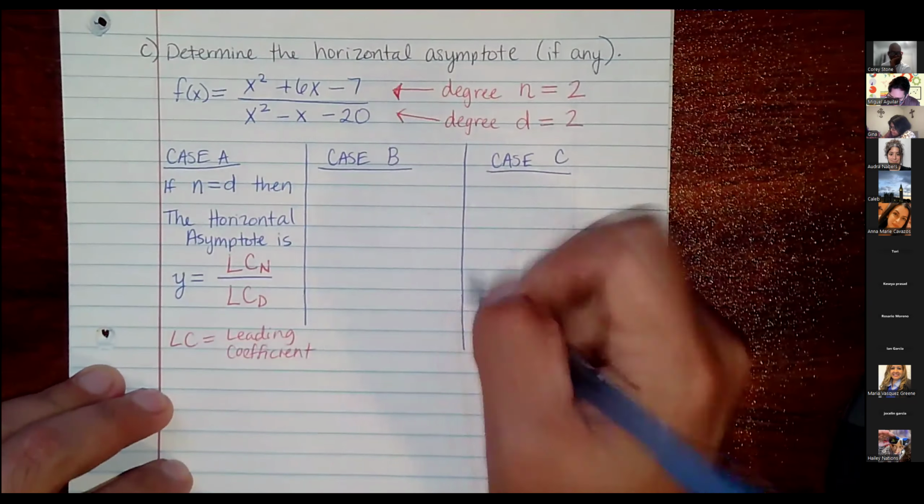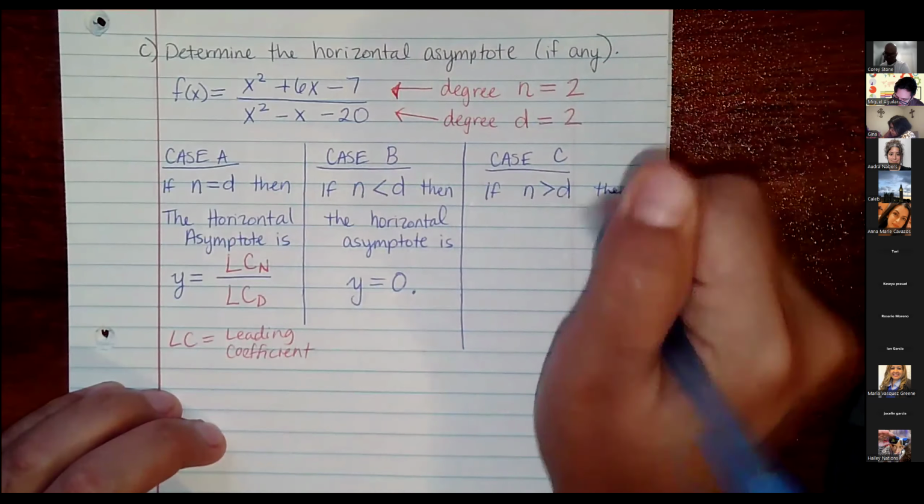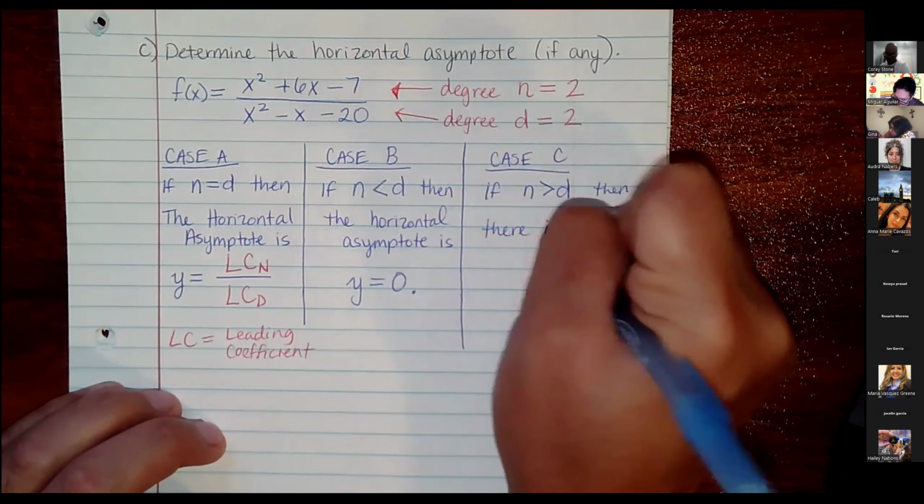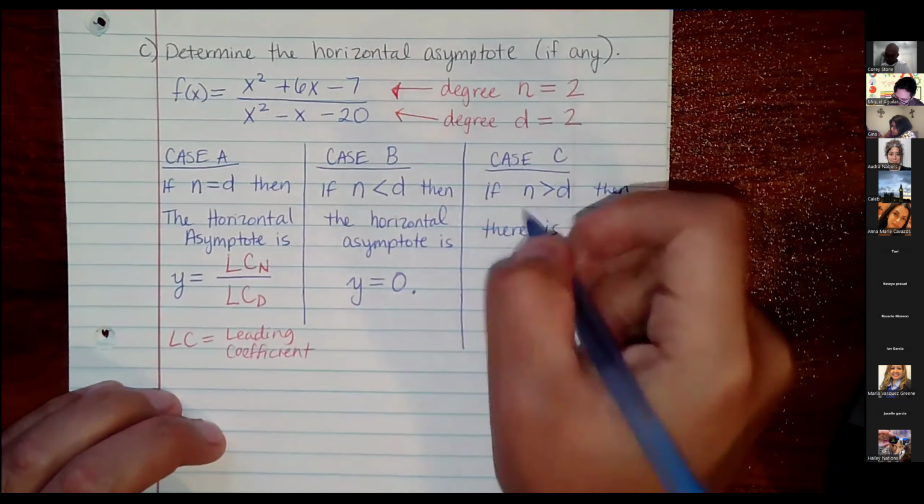Finally, if the numerator degree is greater than the denominator degree, so if the numerator degree is a bigger number than the denominator degree, then there is no horizontal asymptote. Questions, comments? I know that's probably a lot of writing, so I'm going to give you guys a moment.